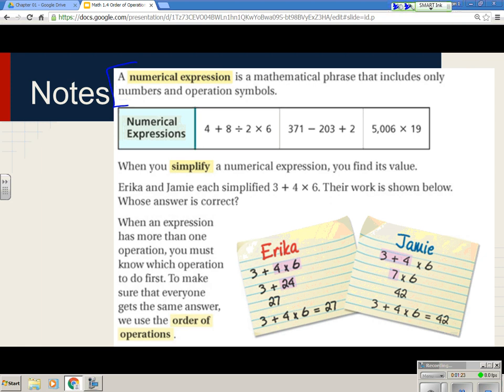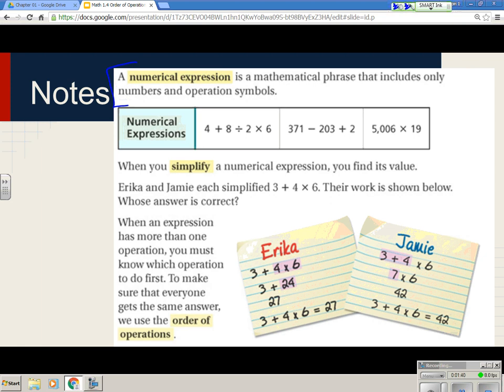4 plus 8 divided by 2 times 6. I want you to put at least one of these in your notes. You don't have to put all 3. 371 minus 203 plus 2, or 5006 times 19. They can be crazy, or they can just be real simple like the last one.